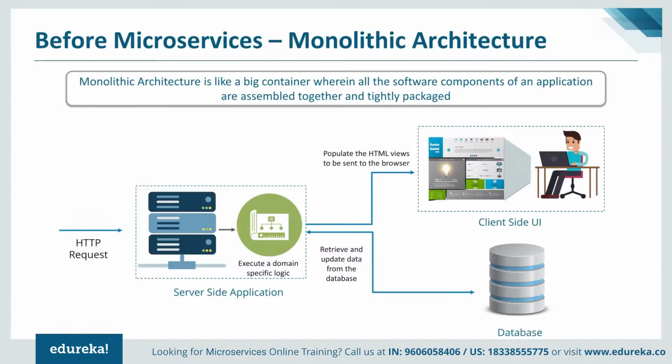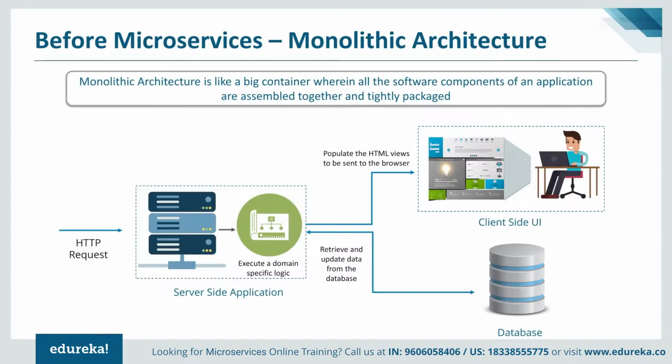If you notice the definition in front of your screen, it says that monolithic architecture is like a big container. Think of it as a big container wherein all the software components of an application are assembled together and tightly packaged. In the example in front of your screen, there's a server-side application which executes a domain-specific logic. It will retrieve and update data from the database and at the same time populate the HTML views to be sent to the browser. So it is basically a big container, not divided into small services or small components. Even these components are pretty tightly coupled.